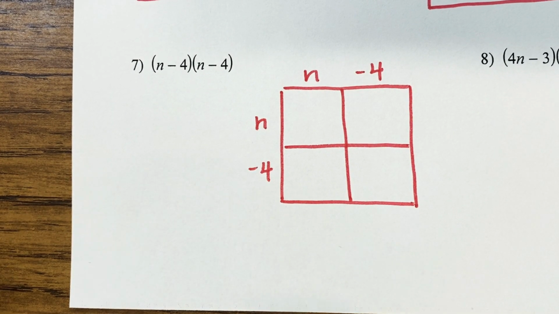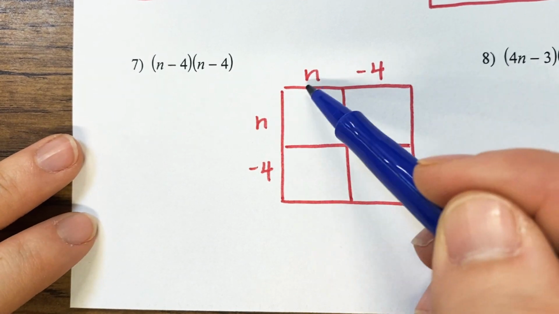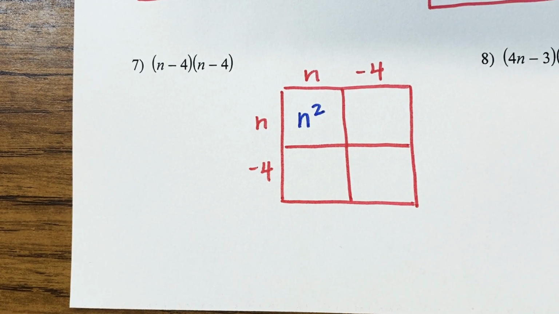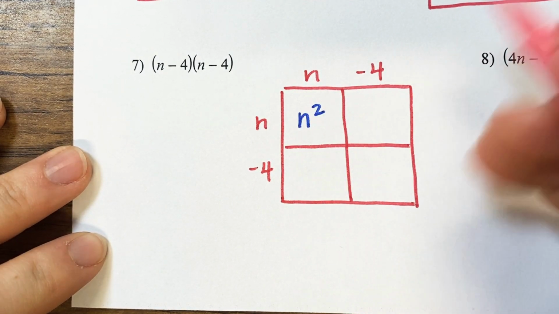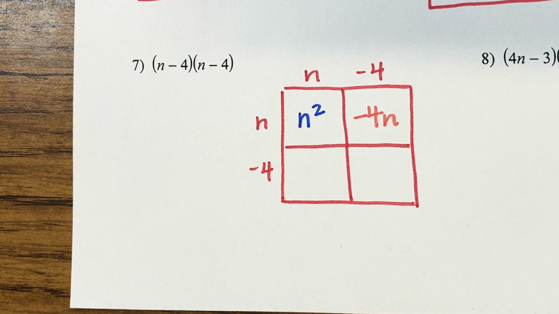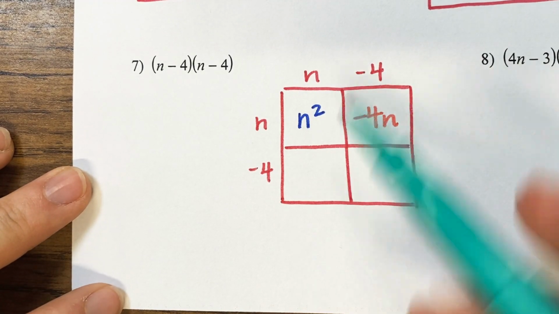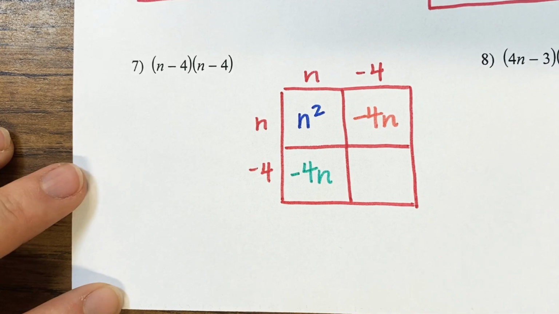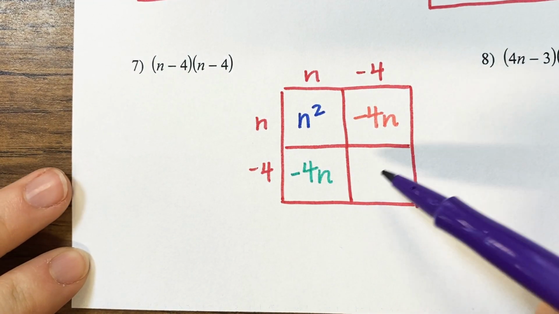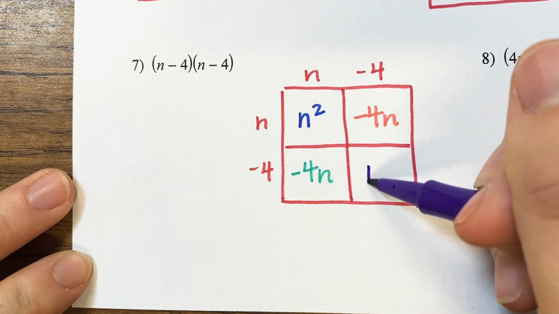Okay, let's fill in the boxes. So we have n times n. What is n times n? It's just going to give me n squared. Okay, next box, negative 4 times n, negative 4n. Okay, then our next box down here, n times negative 4 again, that's going to give me negative 4n. Okay, and then our very last one, negative 4 times negative 4 is going to give me a positive 16.